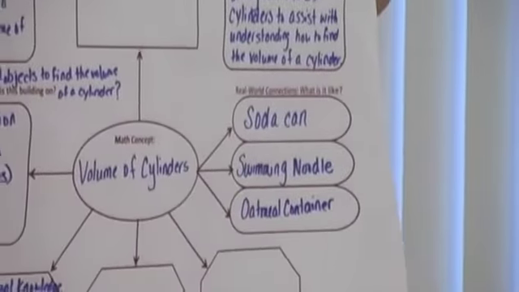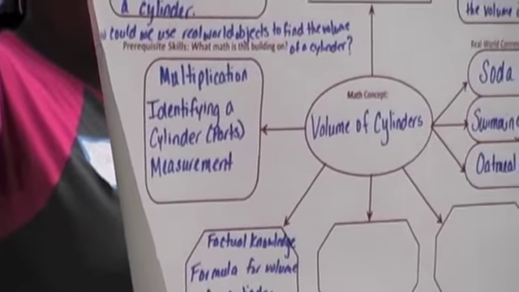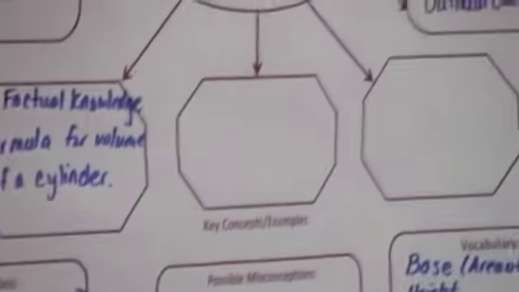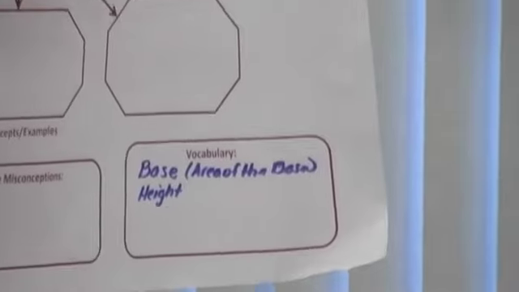As far as the prerequisite skills, multiplication, identifying a cylinder, especially its parts, and measurement are going to be essential. Factual knowledge: the formula for the volume of a cylinder. We didn't get to these two, but we knew that this one was going to be the actual calculations of the cylinders that we're going to use. Manipulatives: we're going to use a calculator that can be utilized in the test, which was the TI-15. For the vocabulary, the base, particularly the area of the base, we need to know the difference, and the height. That's as far as we got finished. There are several others, but we didn't get to finish.